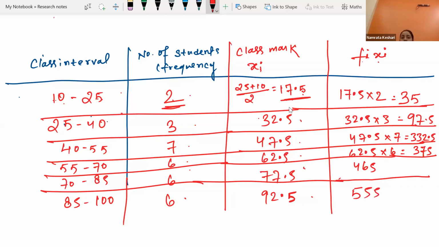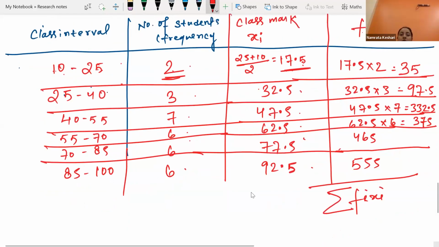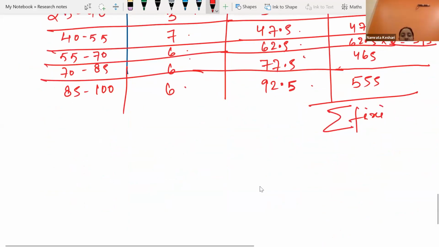Still we need to add them. So how we used to multiply in the previous scenario was 17.5 into 2 plus 32.5 into 3 plus 47.5 into 7. This is how we used to do the multiplication and addition at the same time. So multiplication is done, now we have to add all of these. So we need to find sigma of f_i x_i. This is called sigma. This is a notation in mathematics called sigma, and it means summation.